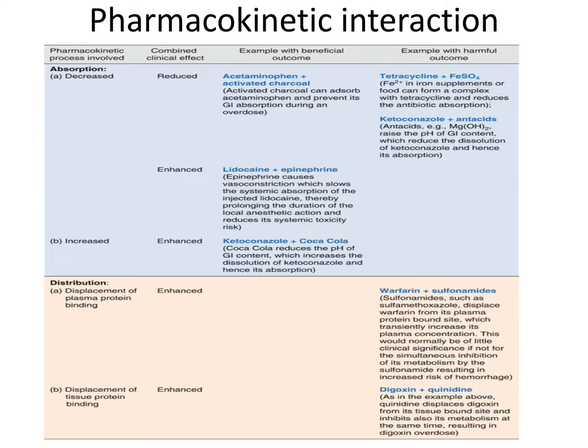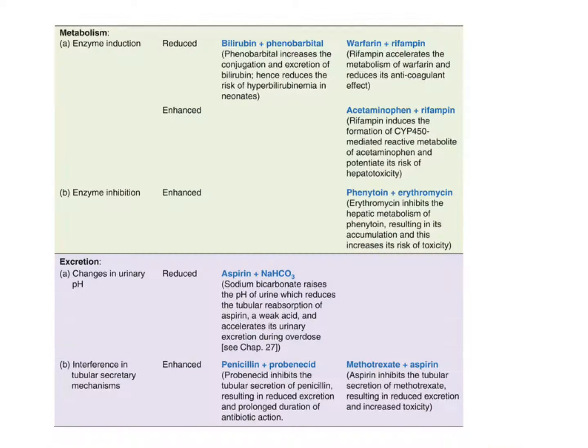Similarly, displacement can also happen from tissue protein binding sites. One example is digoxin and quinidine. As in the case of warfarin and sulfonamides, quinidine can displace digoxin from the tissue bound site, and it can also inhibit its metabolism at the same site, and this can lead to digoxin overdose.